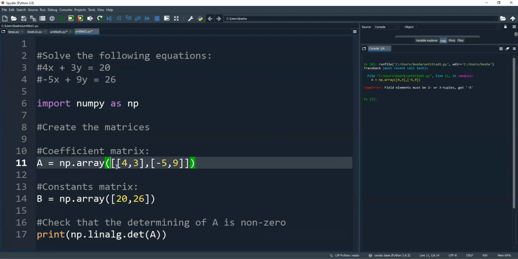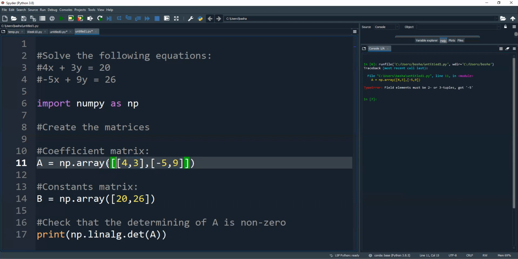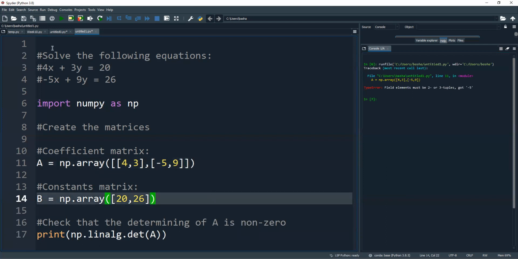When creating an array, you need normal brackets and then square brackets, and then in the square brackets, you start listing your rows, each row with its own set of square brackets, okay? So this is a common mistake I think we also did last week. Just don't forget about the second set of square brackets here.